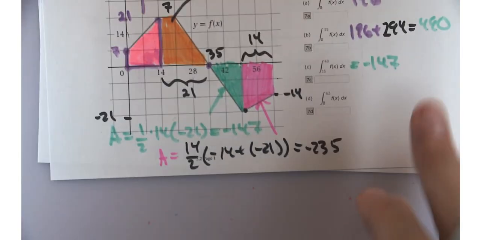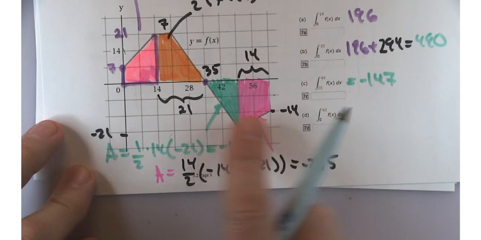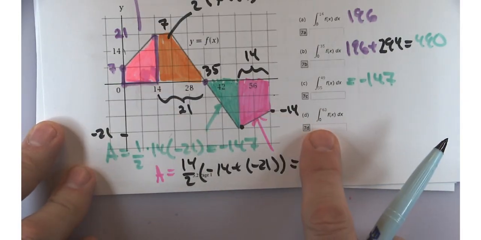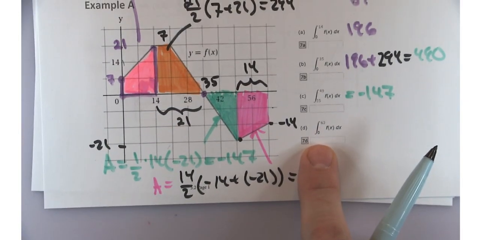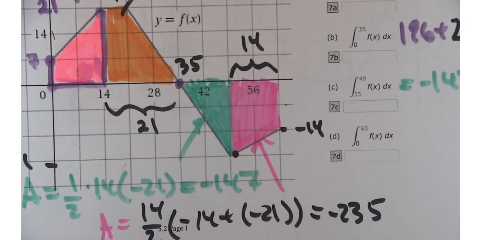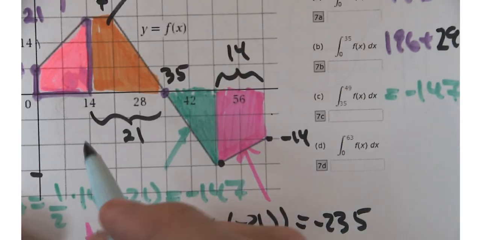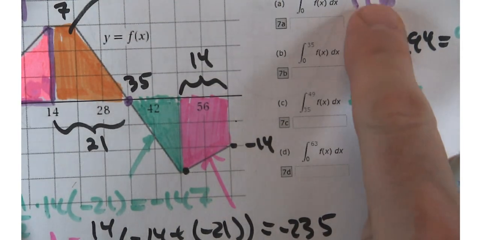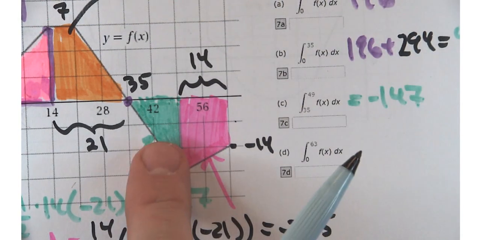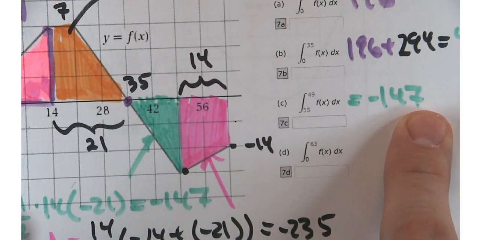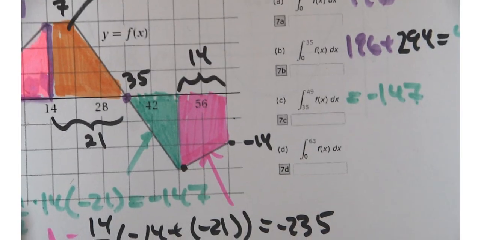Now that's just the sum of the last piece. What's this thing overall going to be if I ask you to find the area between 0 and 63? Yeah, you're going to have to add up all these areas. So it's going to be 196 plus 294 plus negative 147 plus negative 245.